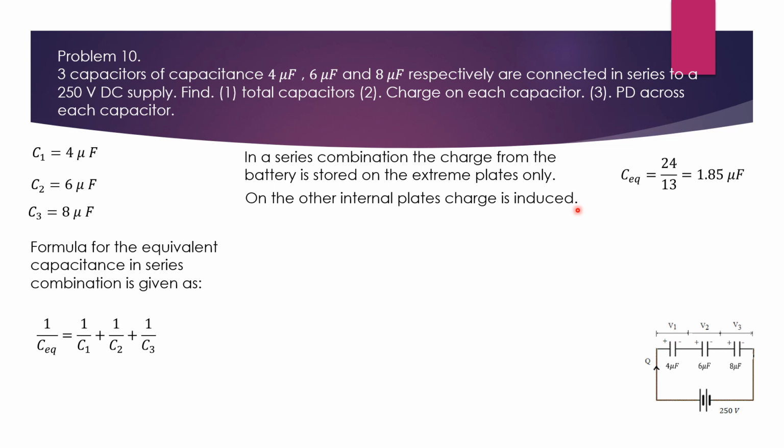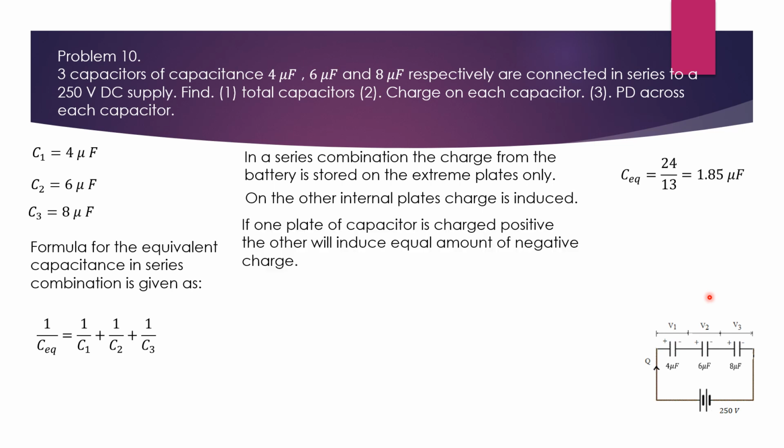On the other internal plates and the other internal capacitors as well, like V2 here in this case, charge will be stored through induction, and it will be induced on the other plates as well as on the interior capacitors placed in the circuit. If one plate of a capacitor is charged positive, the other will induce a total amount of negative charge, and that plate will induce positive charge on the near plate, and the other plate has negative charge.